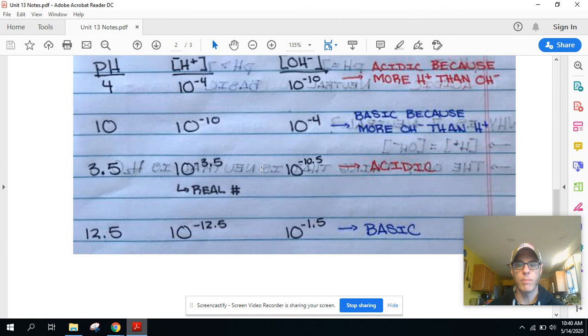As we go down here, we have to agree that 10 to the negative 3.5, that is a real number. You put that in a calculator, you will get an actual decimal. So here, if our pH is 3.5, this is our concentration of H+, therefore this is our concentration of OH-, this is acidic. Down here, if pH is 12.5, you guys can handle that. So this is our base. This is the general idea for acids and bases.